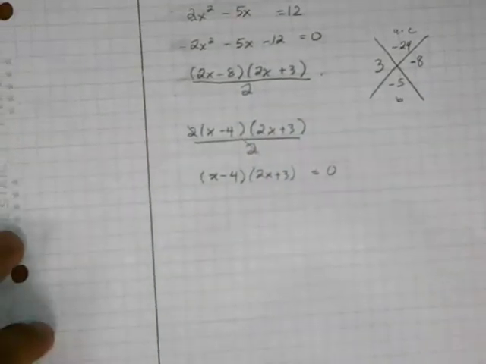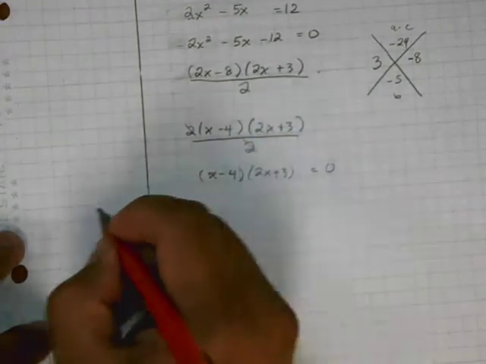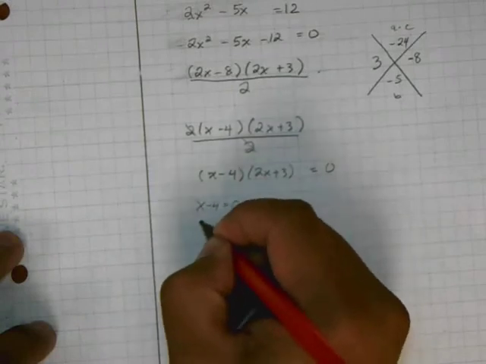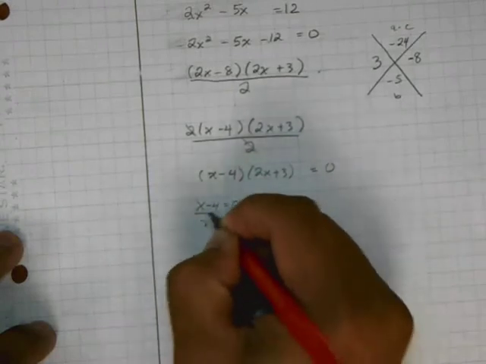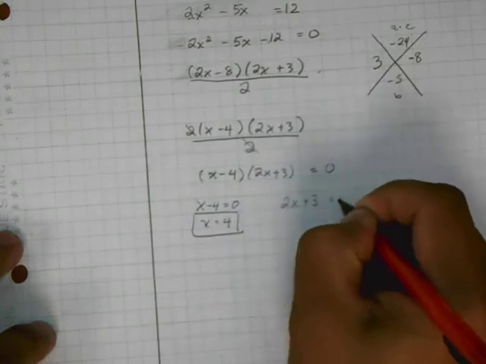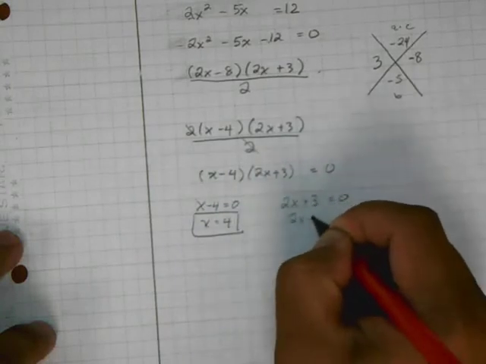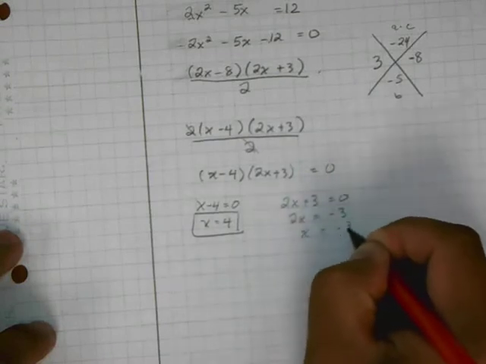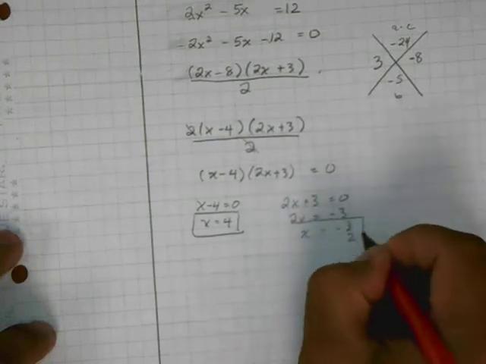Okay. Next, I can use the zero product property. That gives me x minus 4 equals 0, x equals 4. That's one of my answers. And then I have 2x plus 3 equals 0, 2x equals negative 3, and then x equals negative 3 halves.